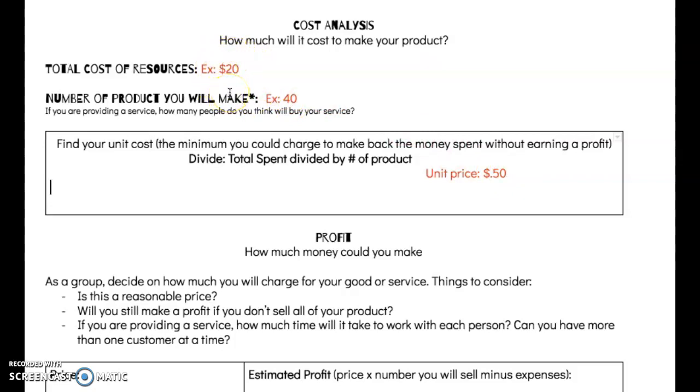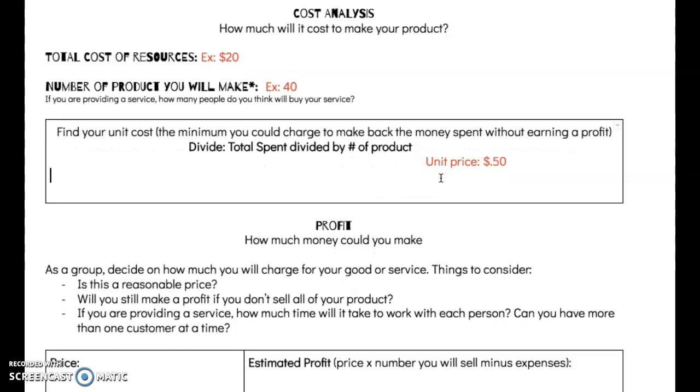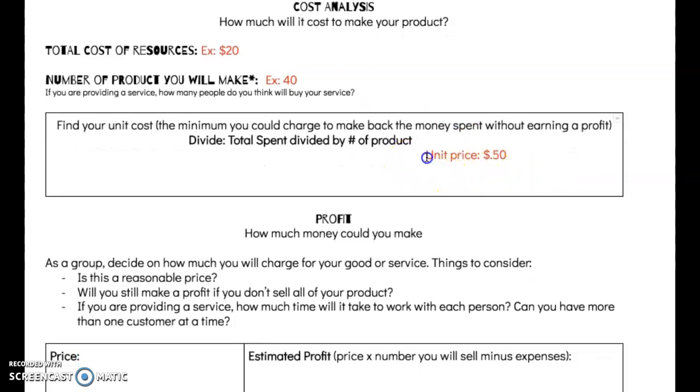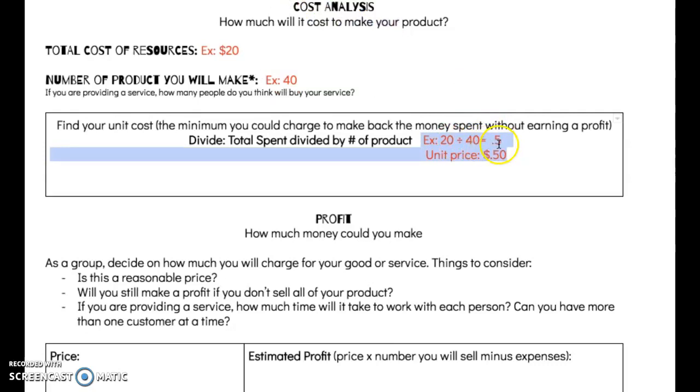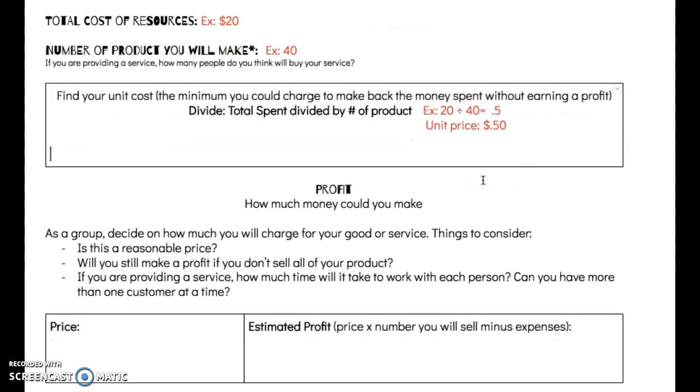So again, I wouldn't be making any profit on that. This is just the minimum I could charge to make back what I've spent on this product. So our first step is to figure out our unit price. Oh, I had the math there for you too. So yeah, 20 divided by 40 equals 0.5 or 50 cents.